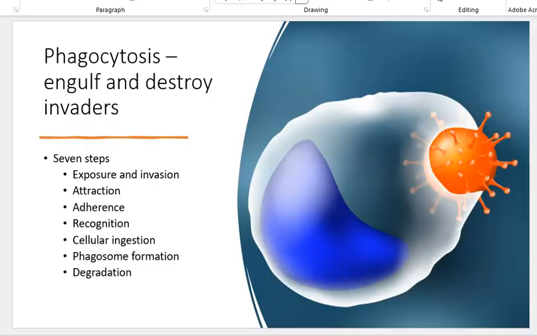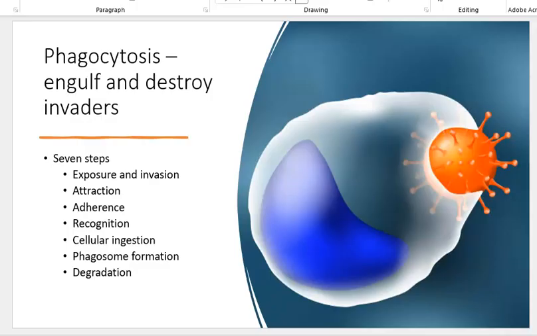Next, the phagocyte extends arm-like projections around the pathogen. The pathogen is internalized into a vesicle called a phagosome. The pathogen is now enclosed in a membrane-bound compartment inside the phagocyte. This isolates it from the rest of the cell. The phagosome fuses with a lysosome, an organelle full of digestive enzymes.